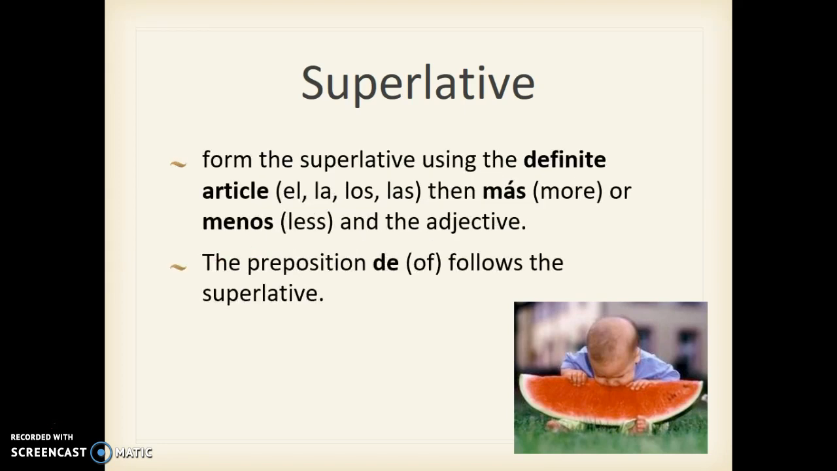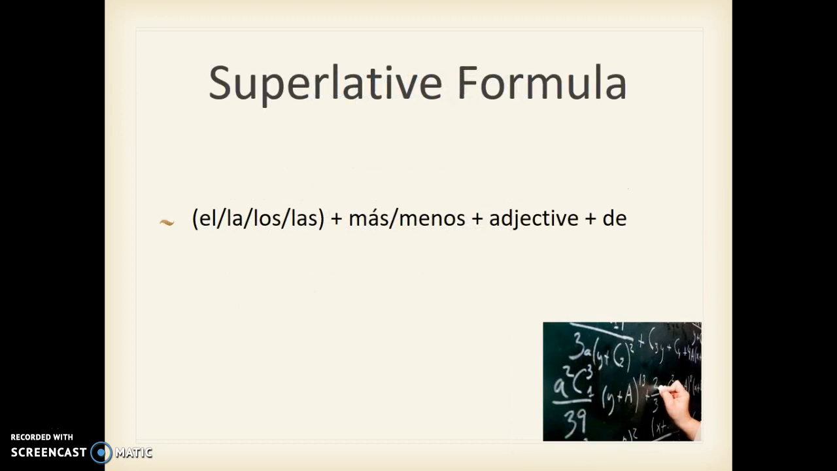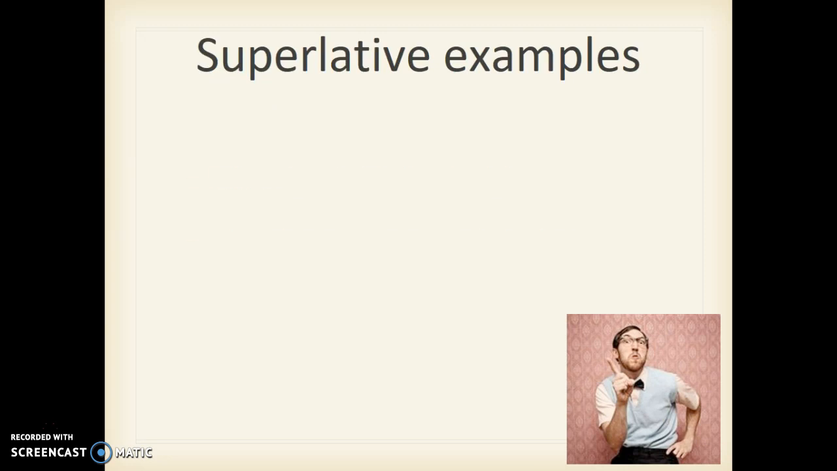Now let's move on to a superlative. Okay? To form a superlative, you use the definite article, which is el, la, los, or las, and then you use más, which again means more, or menos, which means less, and then an adjective. Also, the preposition de, which is of, follows the superlative. Okay? For example, here's the formula you would need to use. You need a definite article, which again is el, la, los, or las, plus más or menos, plus an adjective, plus de.